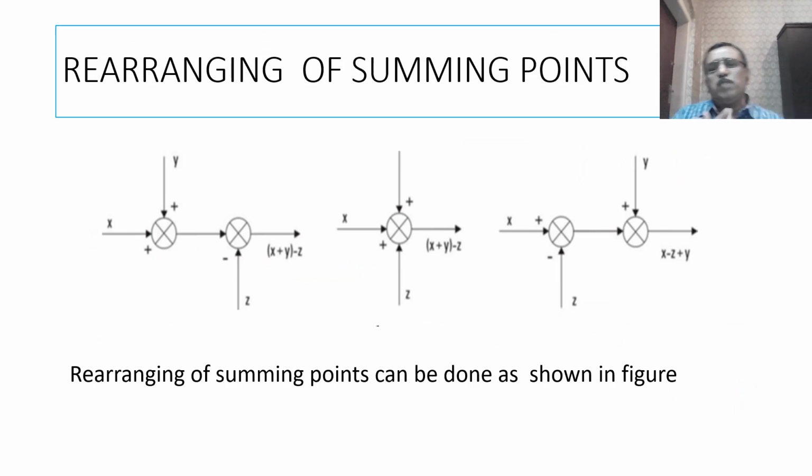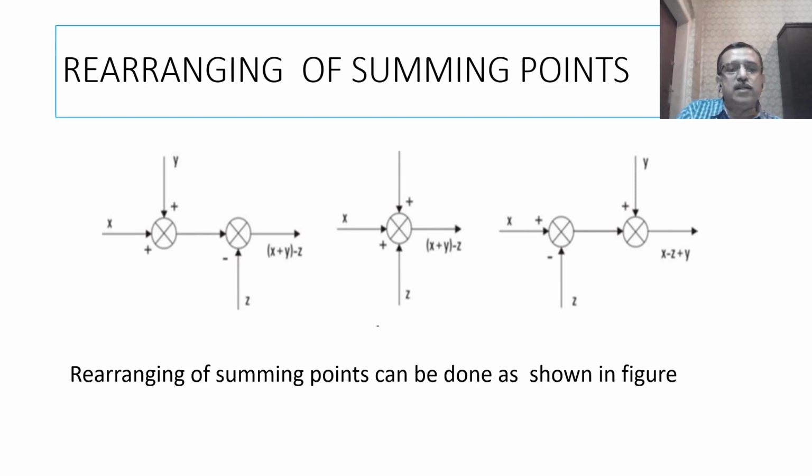So many problems, when I told you in the beginning why we learn all these rules, we may have some complicated system. So we want to get the overall transfer function. We want to simplify a complex block diagram. So to simplify a complex block diagram, what we will do is, we may have to shift the branching point, we may have to shift the summing point, we may have to rearrange the summing point. So let us look here.